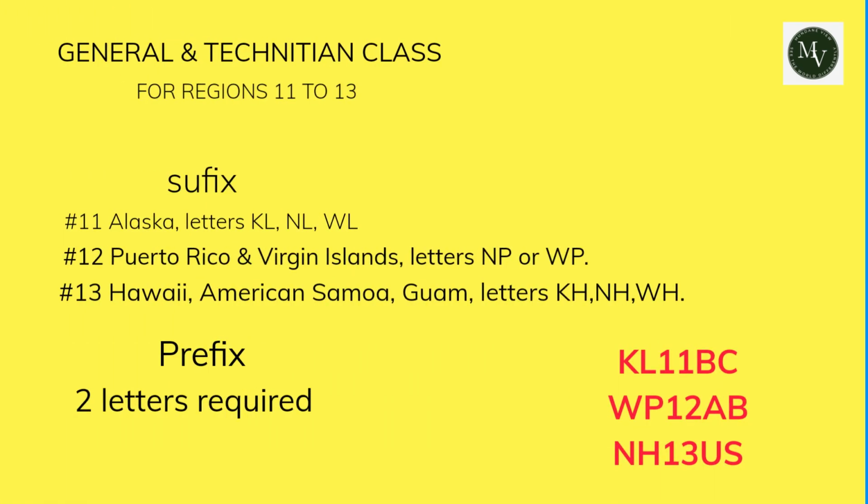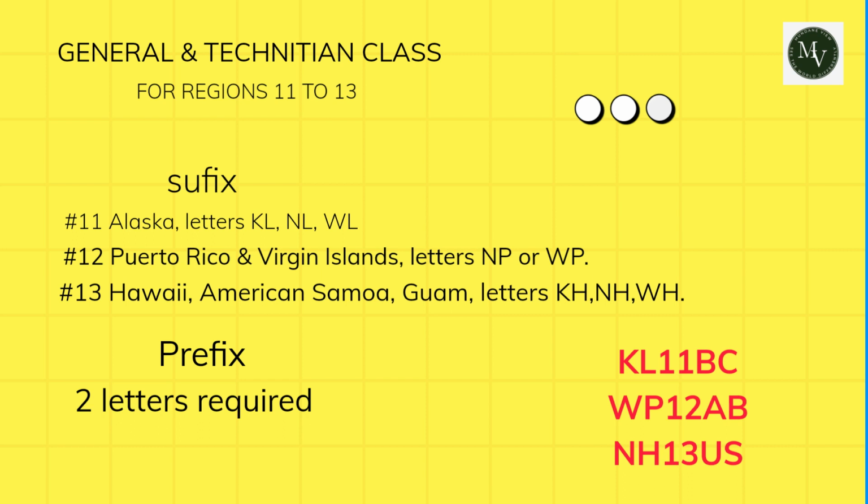General and technician class for regions 11 to 13. Suffix. Number 11 Alaska, letters KL, NL, WL. Number 12 Puerto Rico and Virgin Islands, letters NP or WP. Number 13 Hawaii, American Samoa, Guam, letters KH, NH, WH. Prefix. 2 letters required.